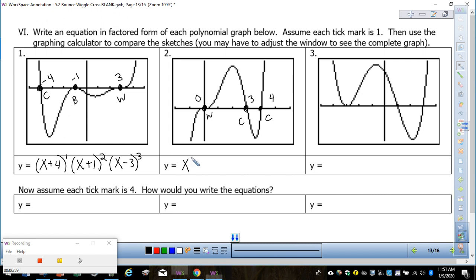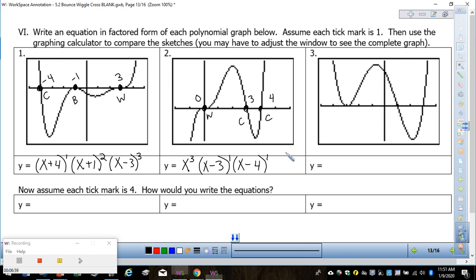It's like x minus 0 in parentheses, so we just have x. It's a wiggle, so it's x to the third. And then for the 3, we got to make it x minus 3, opposite sign. It's a cross, so it's just to the first power, but you also can make the 1 invisible. And then for the last parenthesis, x minus 4 to go with the +4, and that one's a cross as well.